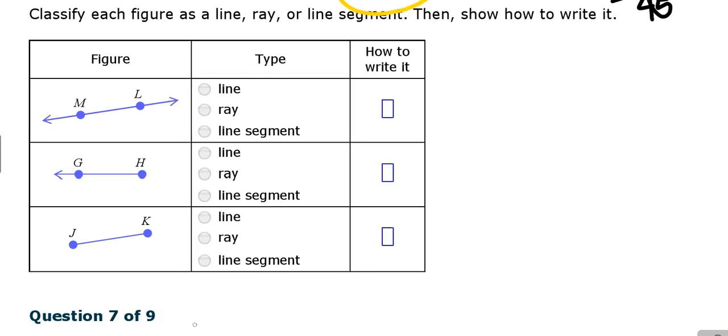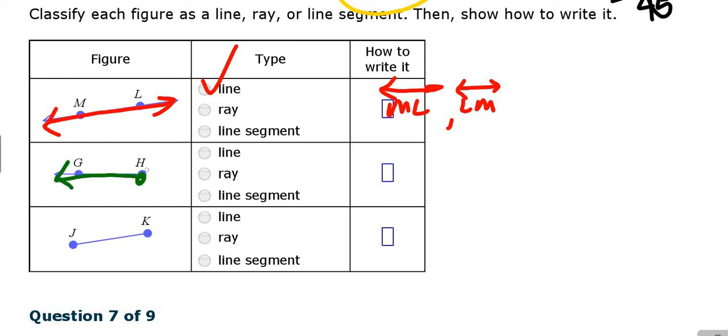Classify as a line, a segment, or a ray. Well, 2 arrows gives you a line. And you must represent it ML with the 2 arrows, or LM, 2 arrows. This would be a ray, of course. Very important, though, even though the ray faces the left, you always write the notation with the endpoint first, H, and then the arrow point and the symbol goes to the right, even if the original ray goes to the left. This, of course, is a segment. So JK segment or KJ segment.